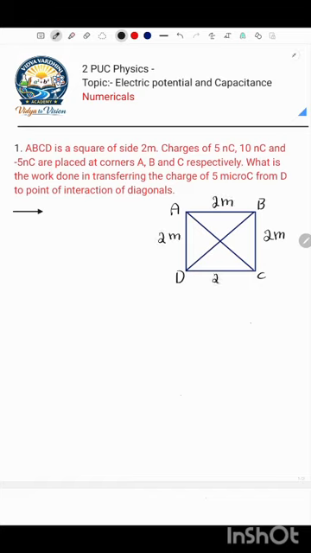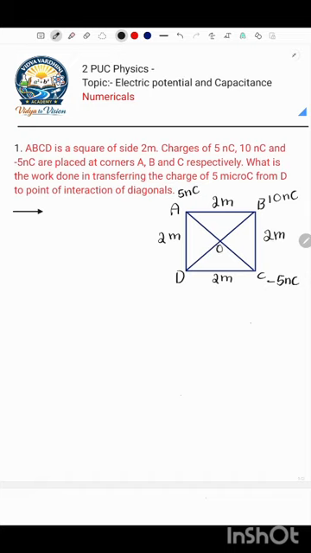They told that the charges of 5 nanocoulomb, 10 nanocoulomb and minus 5 nanocoulomb are placed at corners A, B, C respectively. So I will take A as having a charge of 5 nanocoulomb, B having a charge of 10 nanocoulomb, and C having a charge of minus 5 nanocoulomb. And in this square the diagonals intersect at point O.